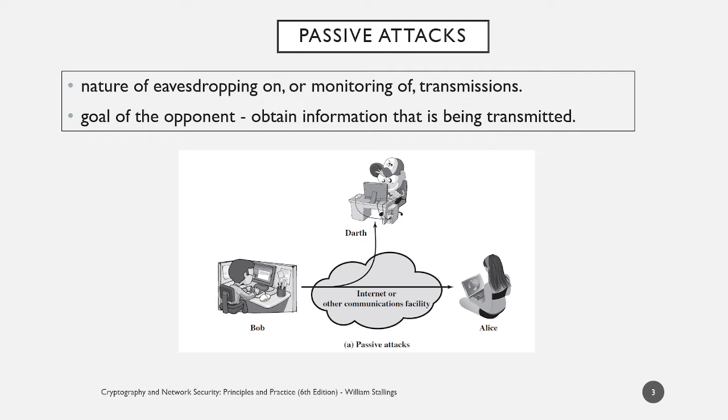This picture can help us to understand how passive attacks can be carried out. Here, there are three persons: Bob, Alice, and Dart. Bob and Alice are legitimate users, where Bob is trying to send some information to Alice, and Dart is an attacker. So when Bob is sending some information to Alice through the internet or other communications facility, Dart is sitting silently and observing the messages that are shared between them.